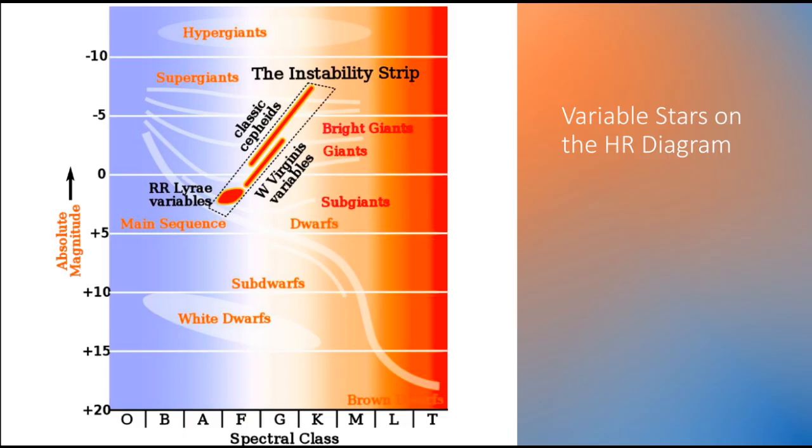And so if we put these variable stars on an HR diagram, they're in this kind of diagonal line called the instability strip. So they're kind of evolved off of the main sequence, and they're kind of perpendicular to the line of the main sequence on the HR diagram.